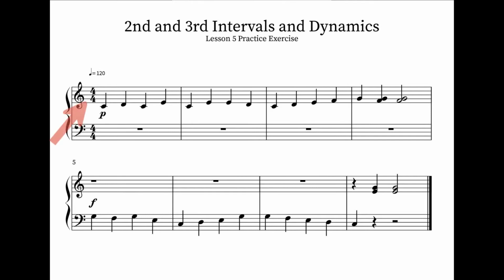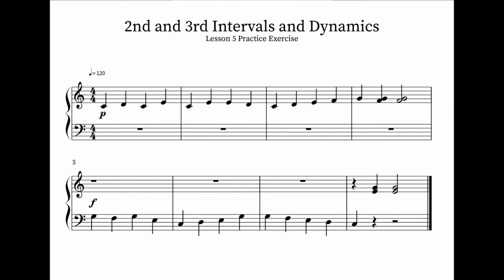As we learned in our previous lesson, the 4/4 time signature indicates that there are 4 beats in each measure and that the quarter note gets 1 beat. Now let's take a look at the first measure in this piece. The first 2 notes indicate a melodic second, and the second 2 notes in this measure indicate a melodic third.